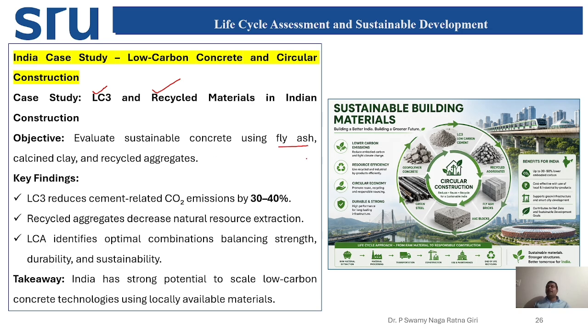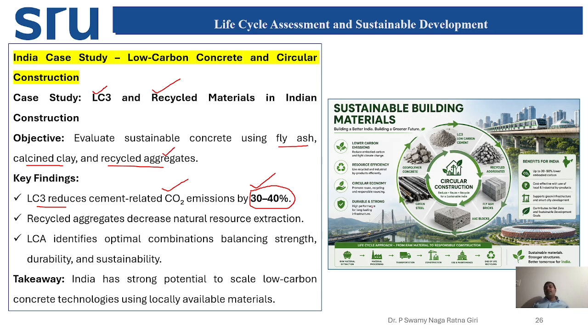One is fly ash, a waste byproduct coming from NTPC. Next is calcined clay, which lowers the clinker temperature and uses waste clay, as well as low-grade calcined clay materials and recycled aggregates, which are already depleted materials. So what are the key findings? LC3 reduced CO2 emissions from cement manufacturing by 30 to 40%. Try to understand: whenever we think about CO2 emissions, they are very high in cement manufacturing. So using LC3 helps us reduce them by 30 to 40%.